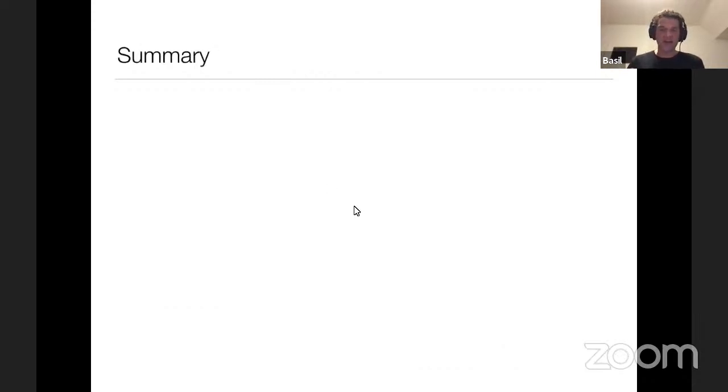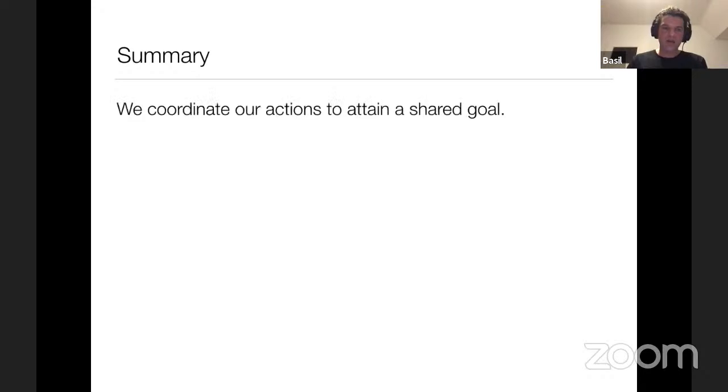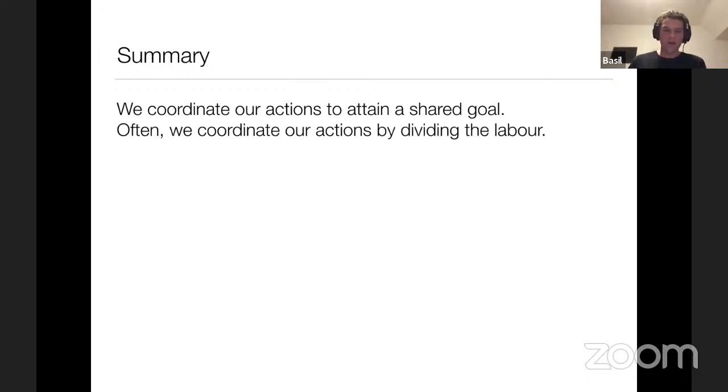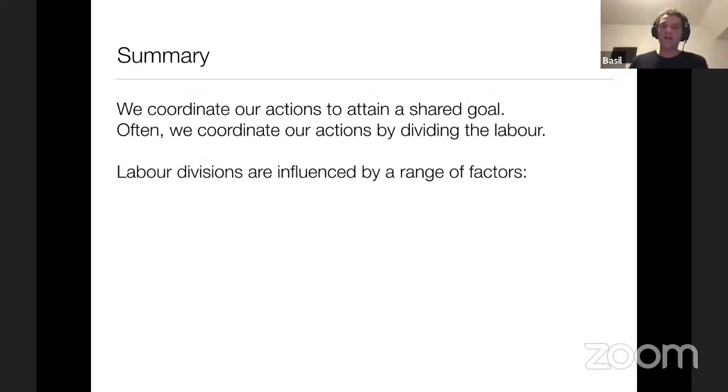So this concludes this last study, and I want to now summarize all that I've told you so far. In the beginning, I said we coordinate our actions to attain a shared goal. And often when we coordinate our actions, we do this by dividing the labor. And in this talk, I showed you several factors that influence these labor division strategies.